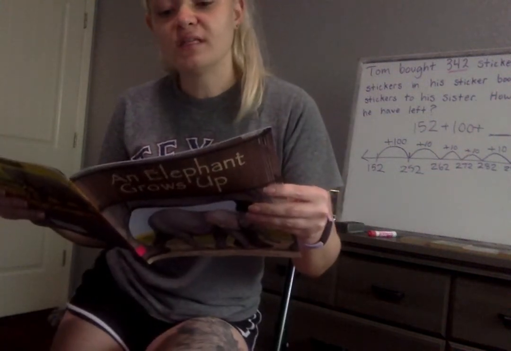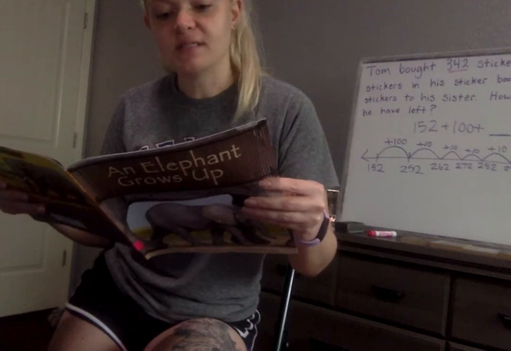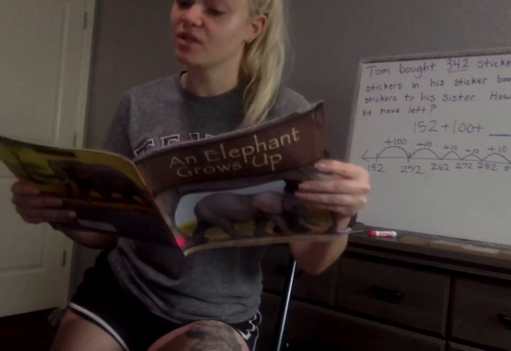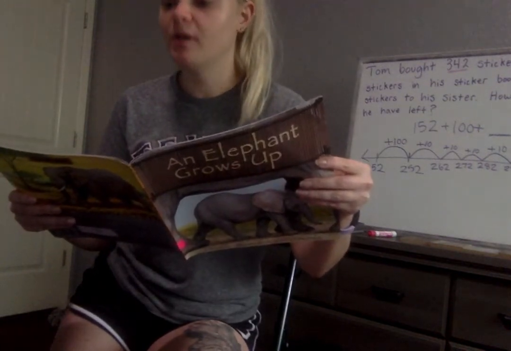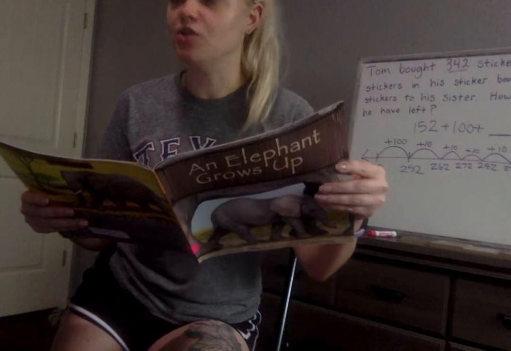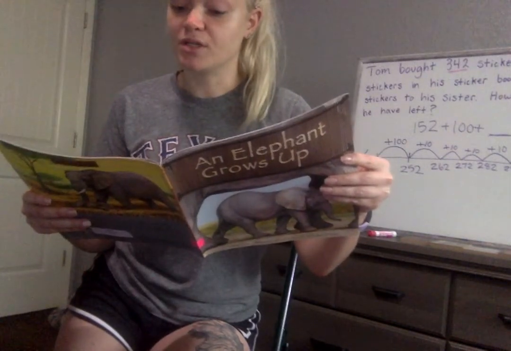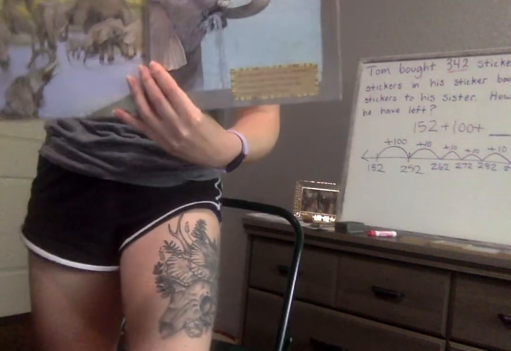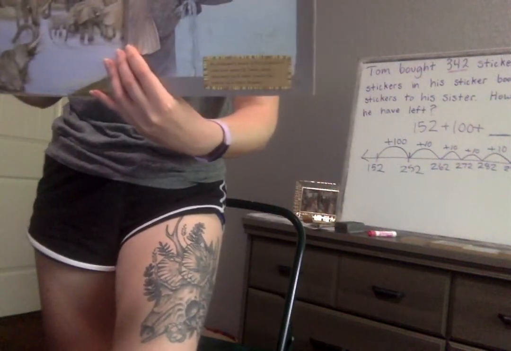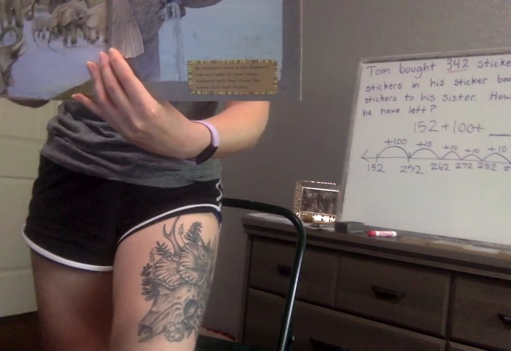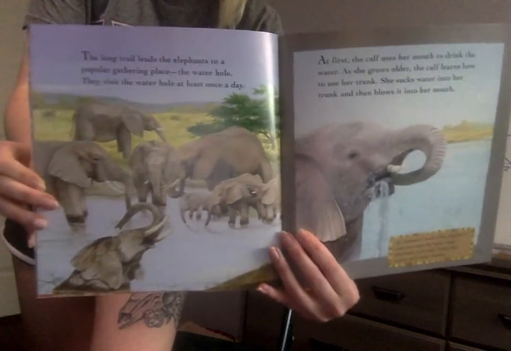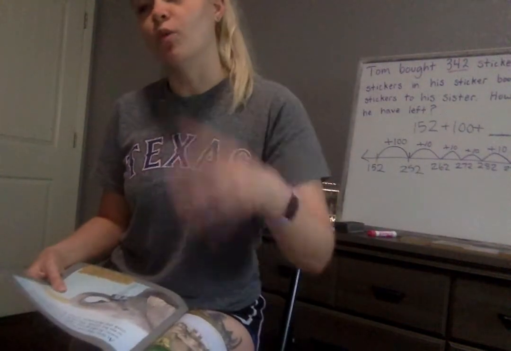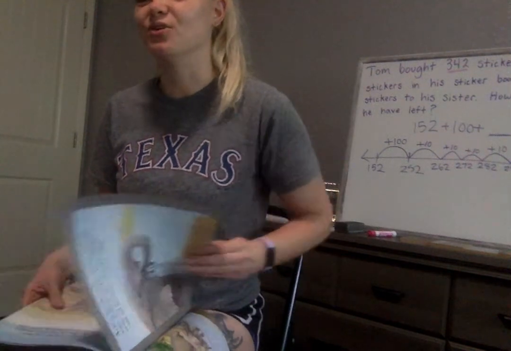The long trail leads the elephants to a popular gathering place, the water hole. They visit the water hole at least once a day. At first, the calf uses her mouth to drink the water. As she grows older, the calf learns how to use her trunk. She sucks water into her trunk and then blows it into her mouth. Can you imagine using your own nose and blowing water into your mouth? I feel like that sounds kind of gross.